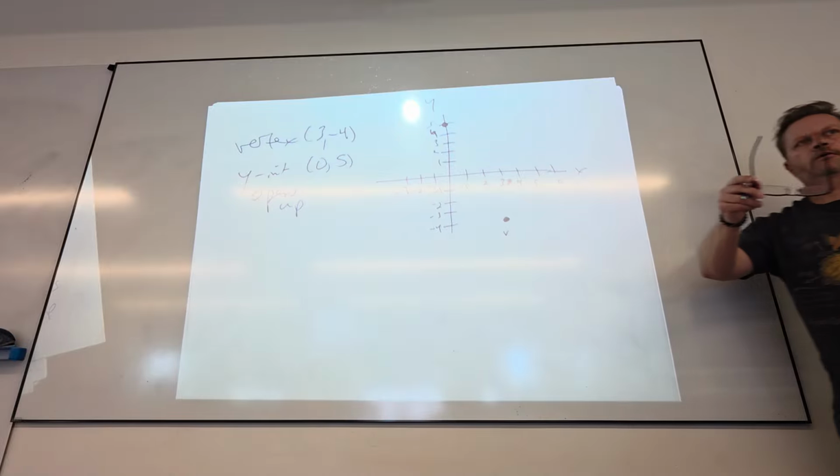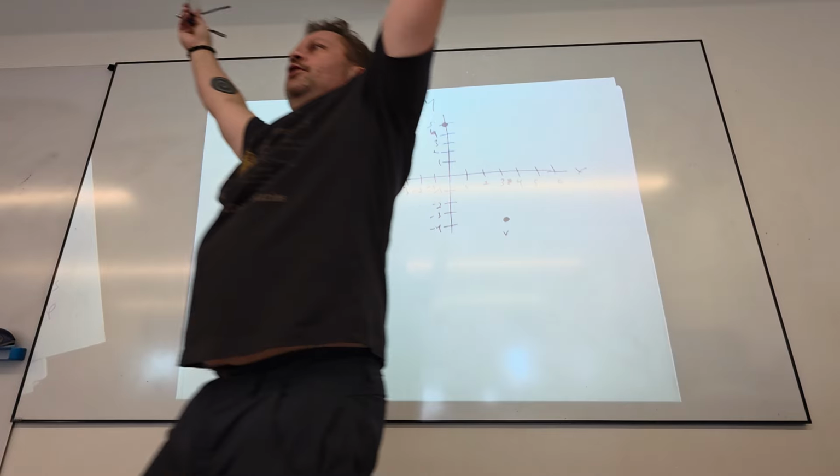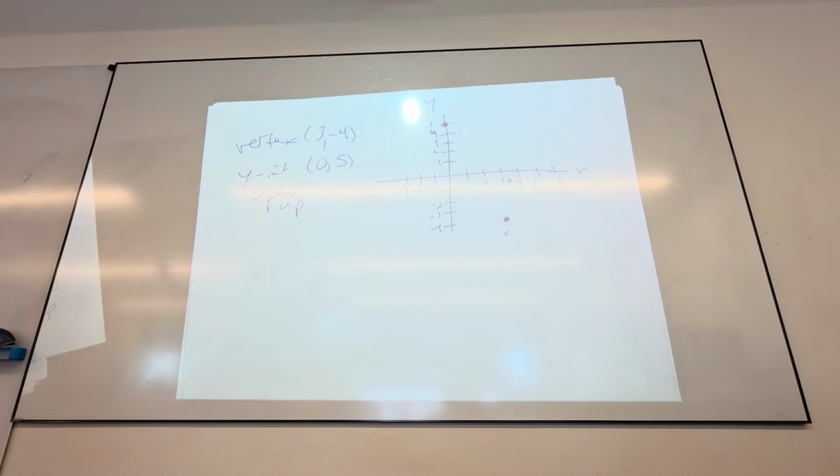Where's the mirror? Because every parabola, could a parabola look like this? No. If I change one side, both have to change. It's got to be a mirror image. Where is the mirror for any parabola? Right down through the vertex. Right down through the vertex, yes?